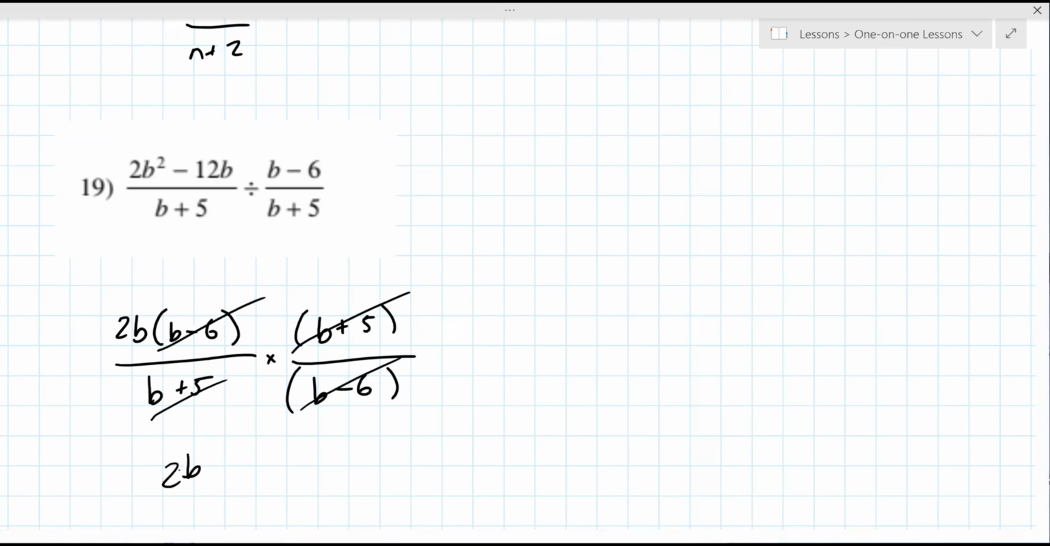B cannot equal negative 5 or positive 6. All right, now cancel those out, cancel that out. And it's just 2b, right? Yes. All right. Now I go on to number 20. 1 over n plus 9 times 3n over 8 minus 18 over 6 minus n. N cannot equal negative 9 or 6.